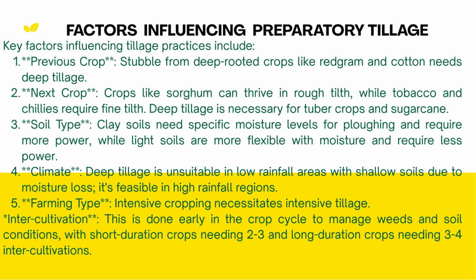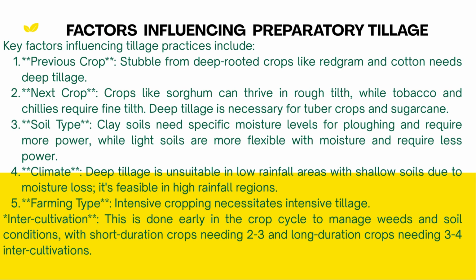Soil type. Clay soils need specific moisture levels for plowing and require more power, while light soils are more flexible with moisture and require less power. Climate. Deep tillage is unsuitable in low rainfall areas with shallow soils due to moisture loss. It's feasible in high rainfall regions. Farming type. Intensive cropping necessitates intensive tillage.